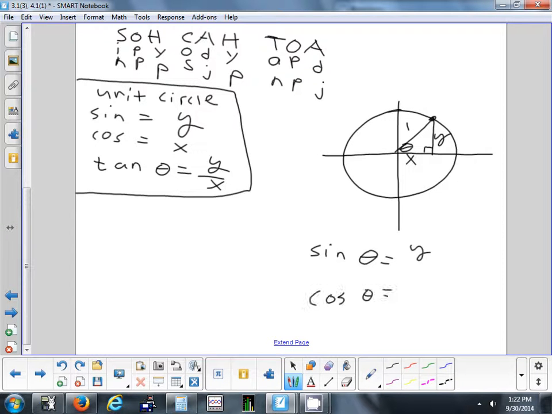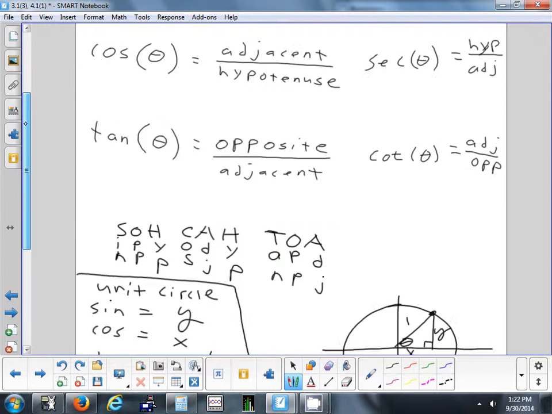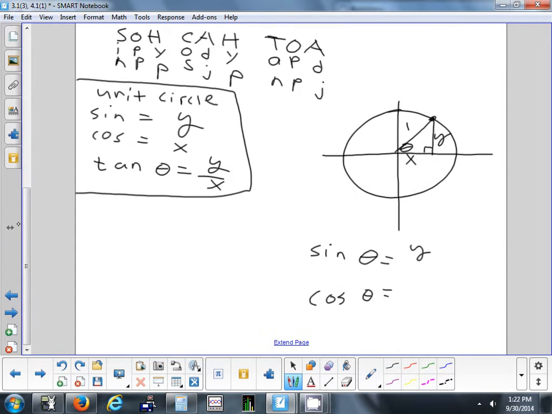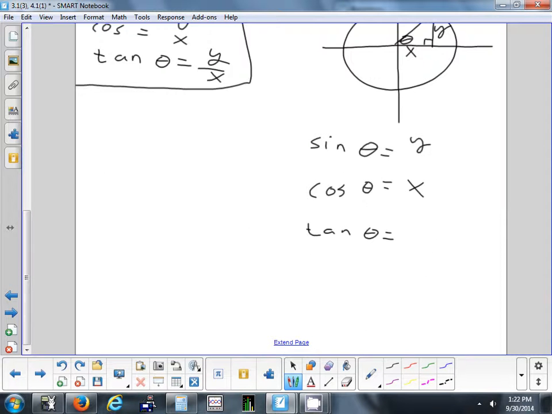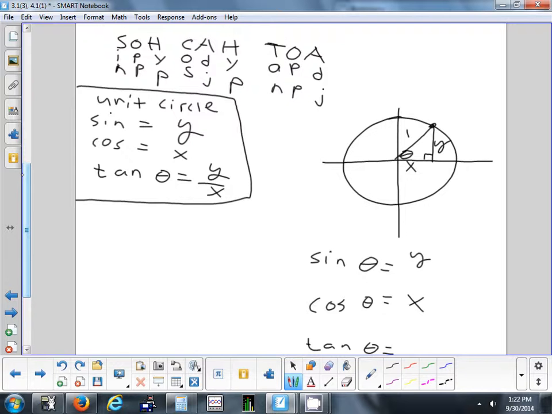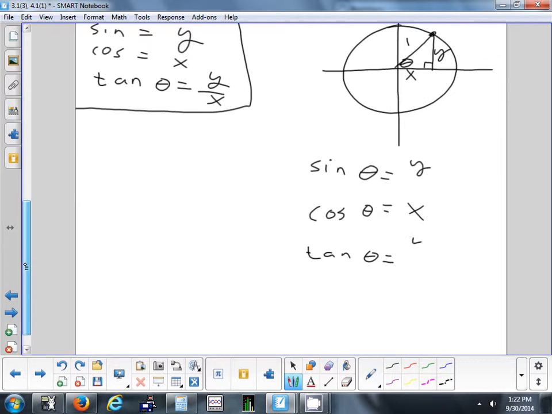Okay. Cosine, our new definition, says adjacent over hypotenuse. What side is adjacent to theta? X. Yeah, x, and the hypotenuse is 1. Divided by 1, same thing. And then tangent is opposite over adjacent. The side opposite is y. The side adjacent is x.